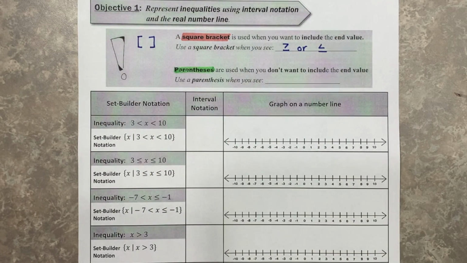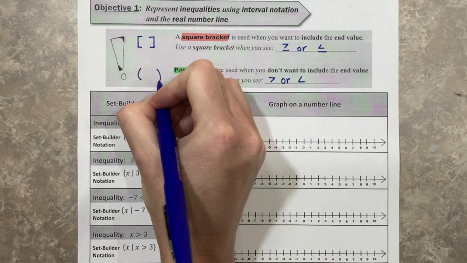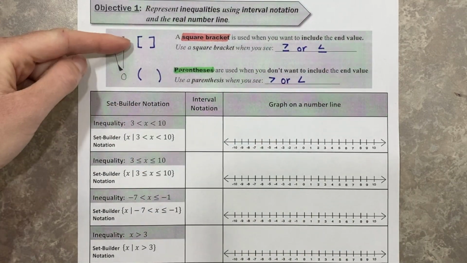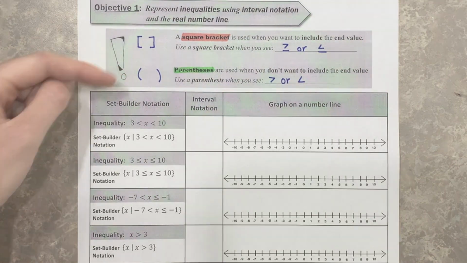Parentheses are used when you don't want to include the end value. You're going to use parentheses when you see a greater than symbol or a less than symbol. And parentheses look like this. Now we're going to use brackets or parentheses when we're writing our answer in interval notation and also when we're graphing on the number line.